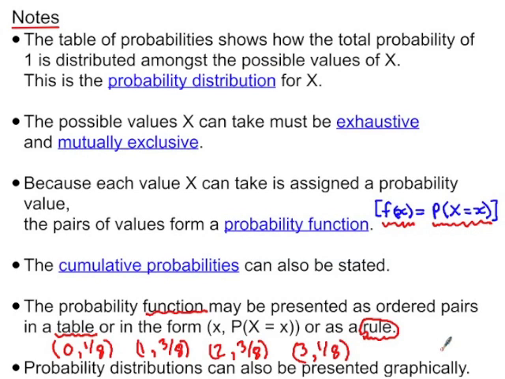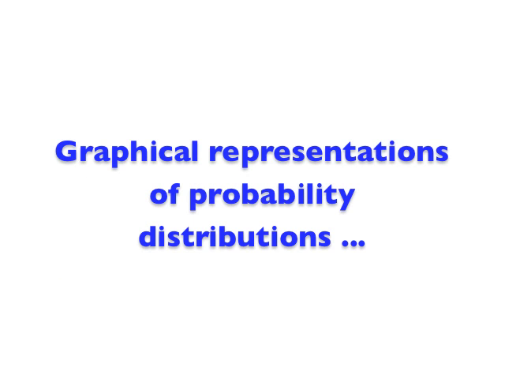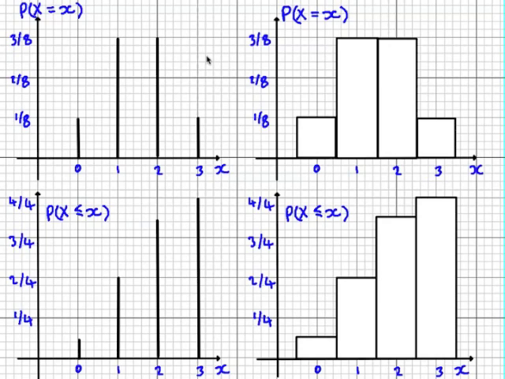Finally, we can represent probability distributions graphically using a vertical bar graph or a probability histogram. Examples of graphical representations of probability distribution functions for the situation with the 3 coins and counting the number of heads can be seen here as bar graphs, probability histograms, and also cumulative probabilities of the same event.